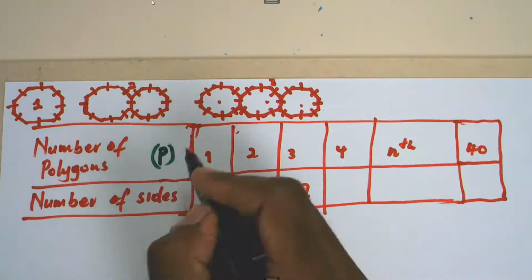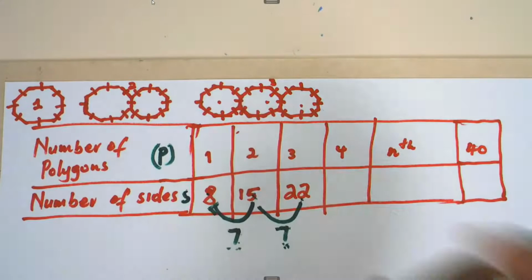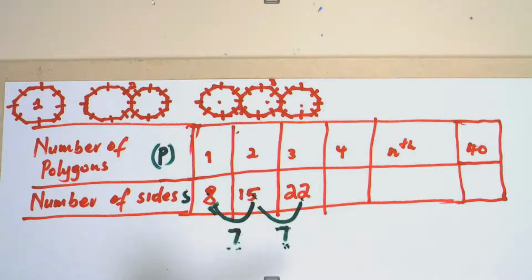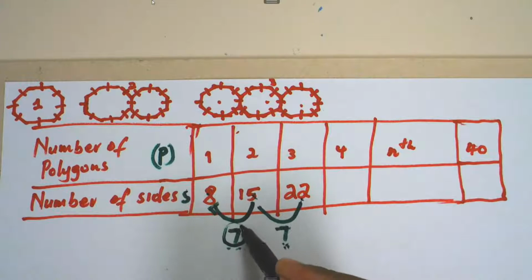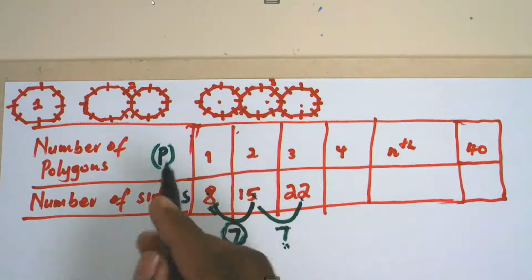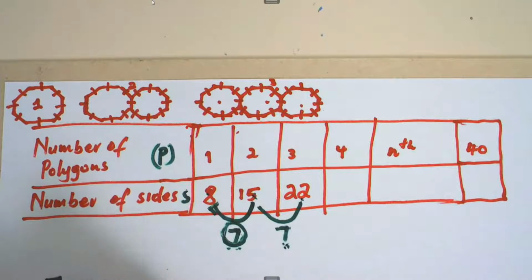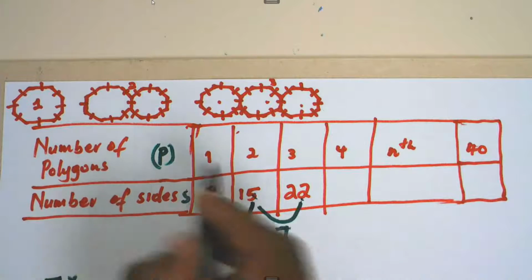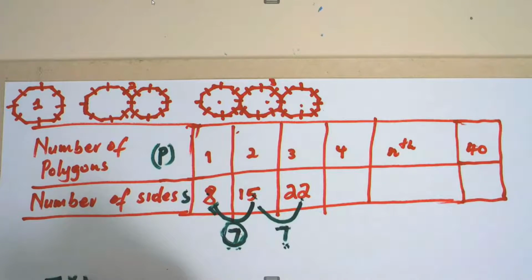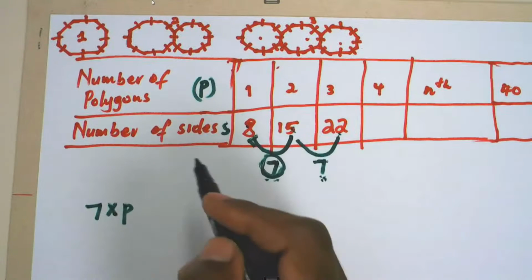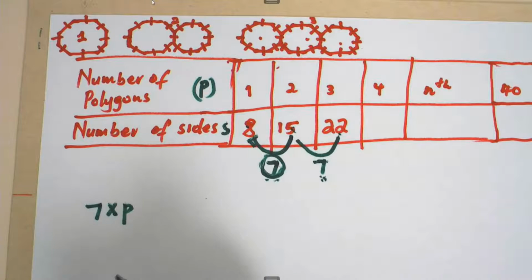Number of sides, let us change this one. It's going to be number of sides, represented by S. So when we develop our formula, we take the difference between the number of sides, or the output in this case, which is 7. Then we say our 7 must be multiplied by our number of polygons, the ones on top, which is P in this case. So it's going to be 7 multiplied by P.